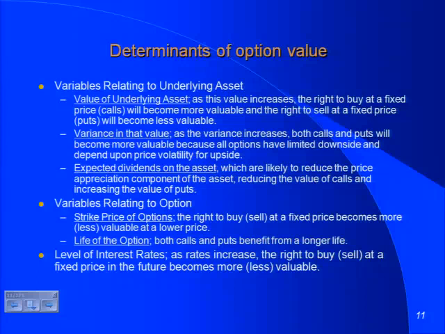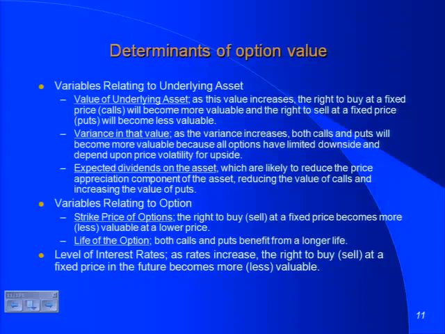So you value the underlying asset, variance in that value, dividends on the asset. There are two variables relating to the option itself. One is, of course, the strike price of the option. The right to buy something at a fixed price is worth more if that price is lower rather than if it's higher. The right to buy an apartment at $100,000 is worth more than the right to buy the same apartment at $150,000. So it'll vary with the strike price.